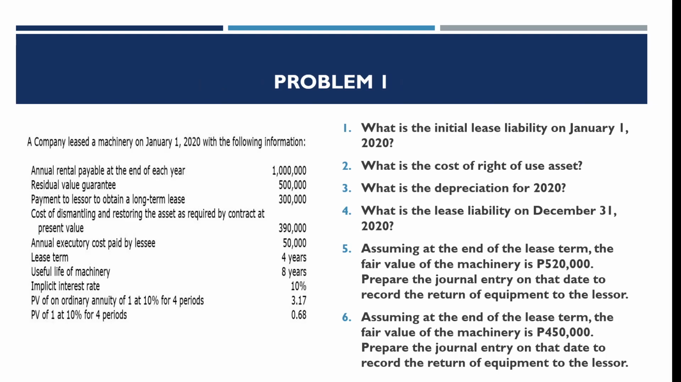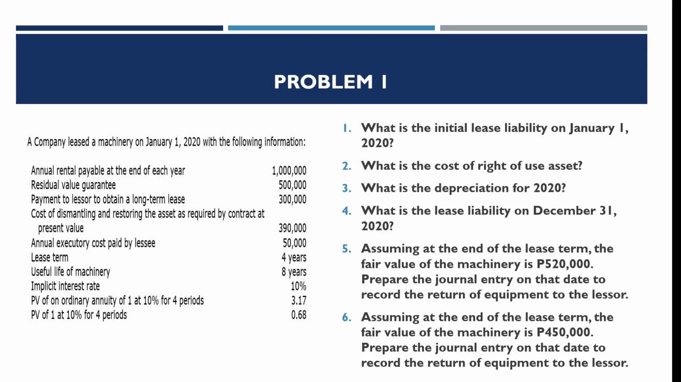Okay? So, i-apply natin ang mga discussions natin kay problem number 1. A company leased a machinery on January 1, 2020 with the following information. So, ayan, given na sa atin yung mga relevant information. Annual rental, residual value guarantee, payment to lessor to obtain a long-term lease, cost of dismantling and restoring the asset as required by contract at present value, executory cost, then lease term, useful life. Okay? Sige. So, there will be 6 requirements for this problem.